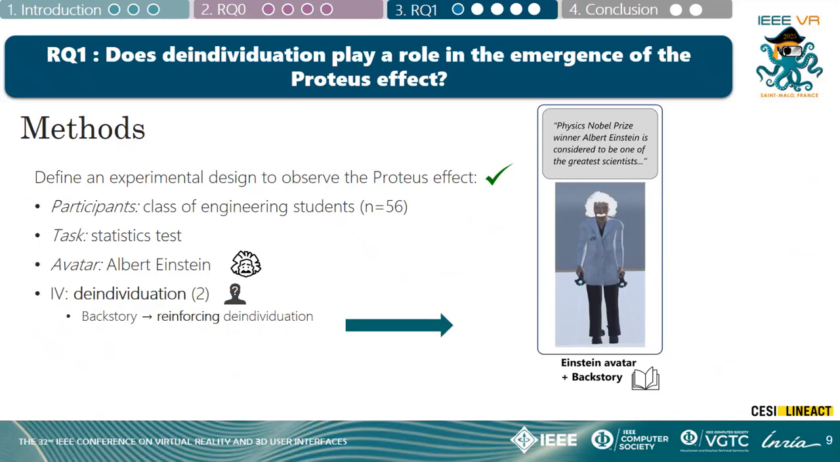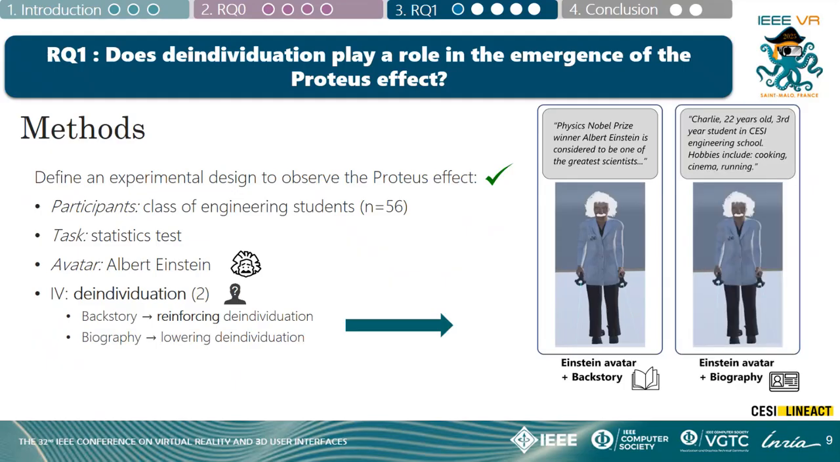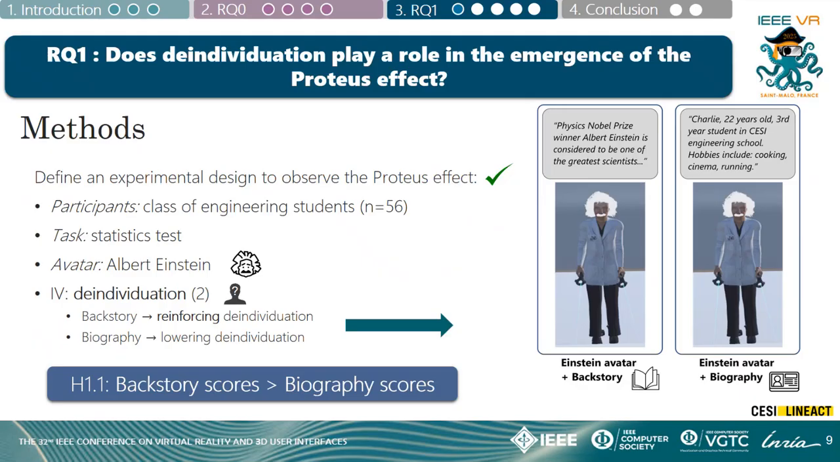So in the backstory condition, we attempted to increase the individuation by adding the description of Albert Einstein within the environment to reinforce the avatar's identity cues. On the other hand, the biography condition aimed to diminish the individuation by exposing participants to a short description of themselves, which included their name, age, class, and hobbies. Both descriptions were displayed on the virtual mirror and were visible during the entire task. So if the individuation plays a role in the Proteus effect, we expect that task scores will be higher in the backstory condition compared to the biography one.